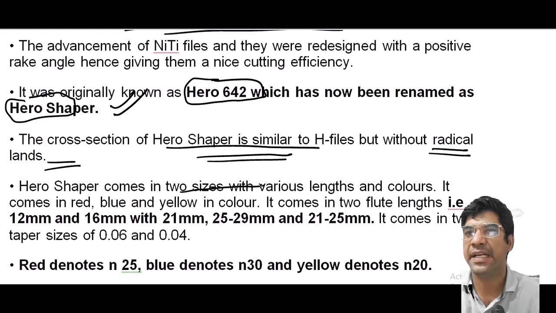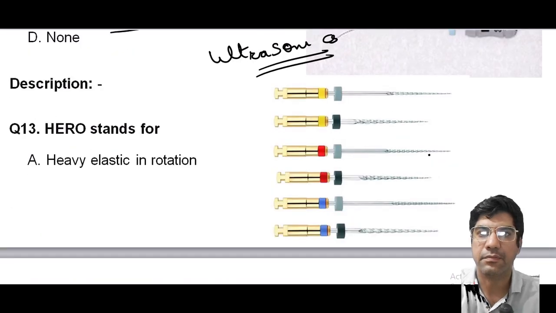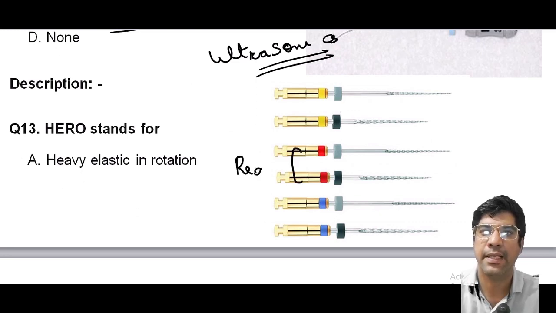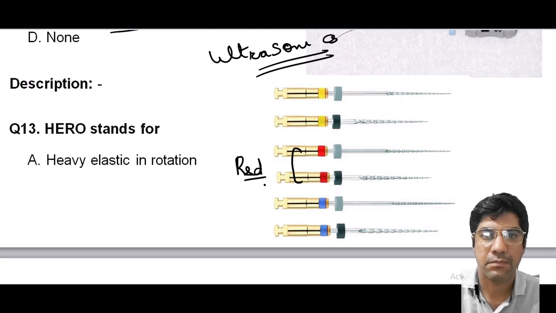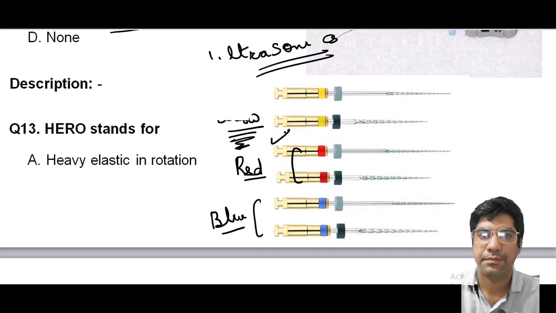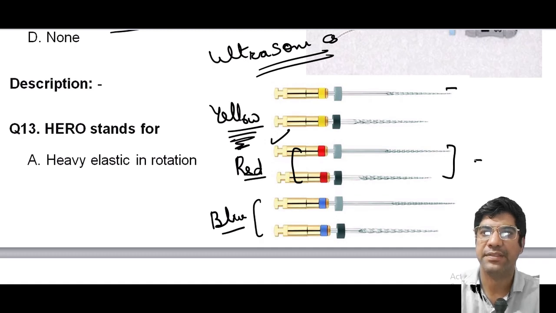Hero shapers come in two sizes, with various lengths and colors. They come in red color, blue color, and yellow color. So it comes in two sizes.